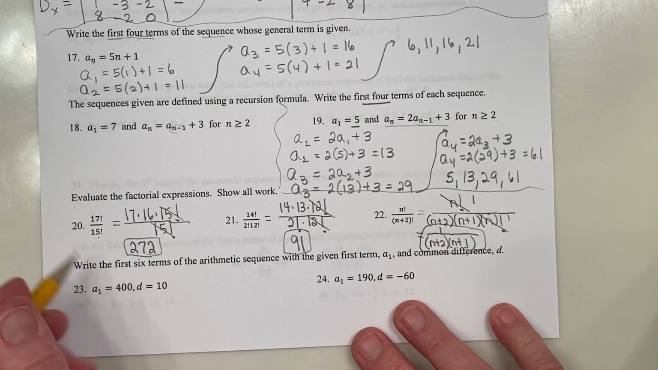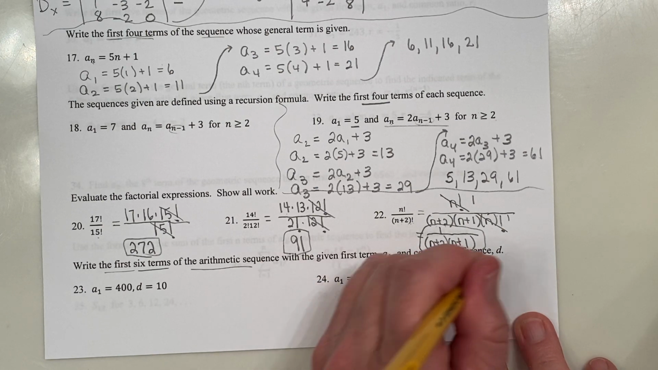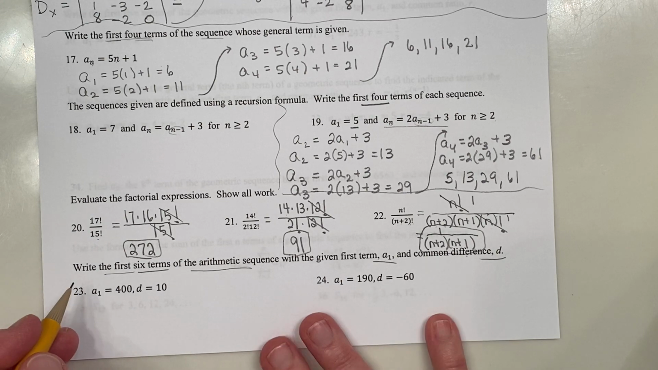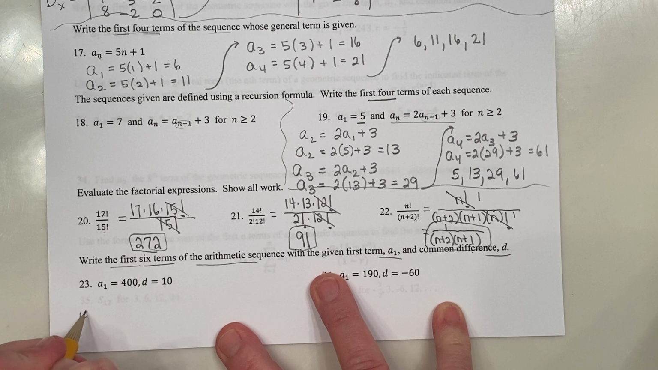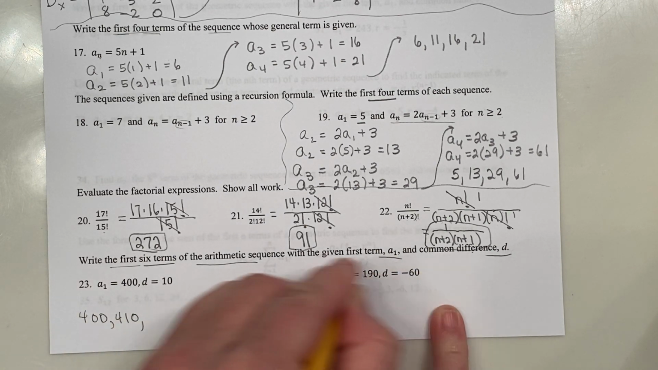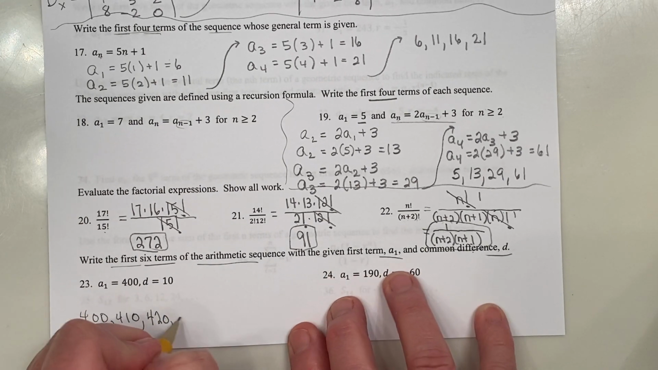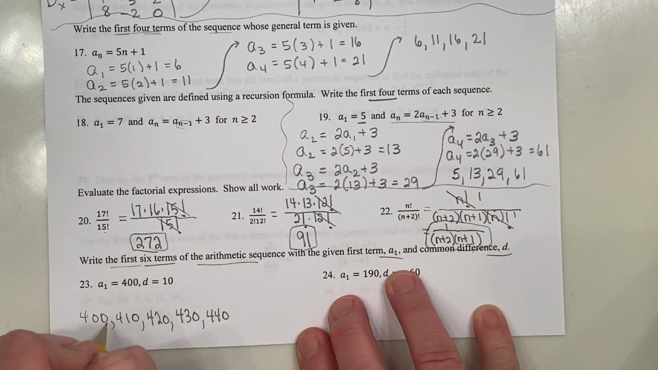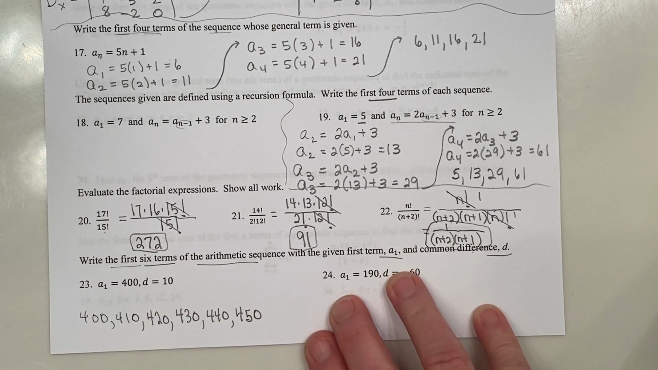All right, 23 and 24 says write the first 6 terms of the arithmetic sequence with the given first term A1 and the common difference. Okay, I think we can just do this by inspection. So if the first term is 400 and my common difference is 10, that just means I'm adding 10 based on the language of that question. I'm just always adding 10. Let's generate 6 terms and then we can walk away. 1, 2, 3, 4, 5. I believe we stop at 450.